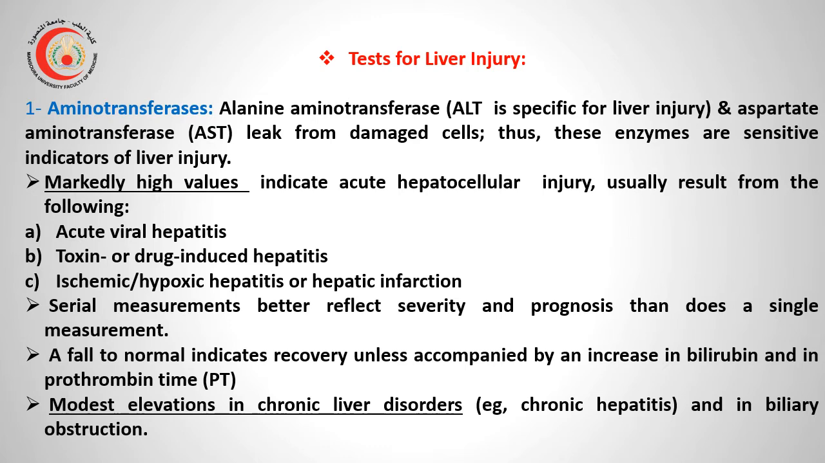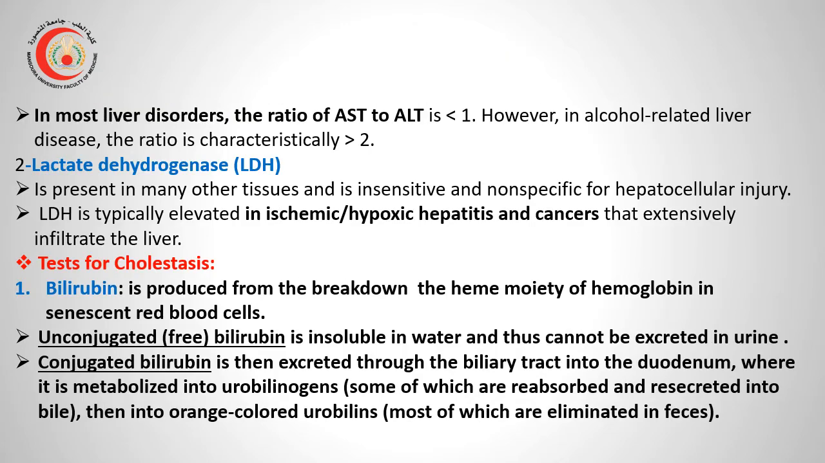There is an increase in the transaminases in the pre-icteric phase, and then they start to decrease at the beginning of the icteric phase. A modest or moderate elevation in chronic liver disorders occurs in chronic hepatitis and in biliary obstruction. In most liver disorders, the ratio of AST to ALT is less than 1. However, in alcohol-related liver disease, the ratio is characteristically over 2.